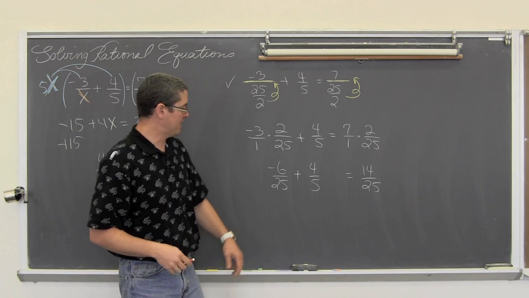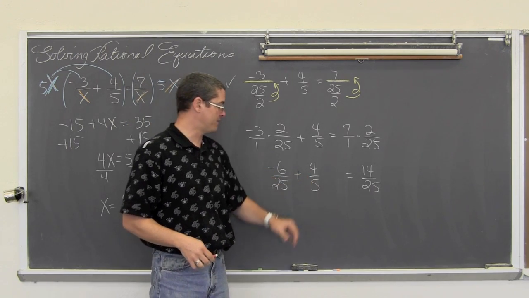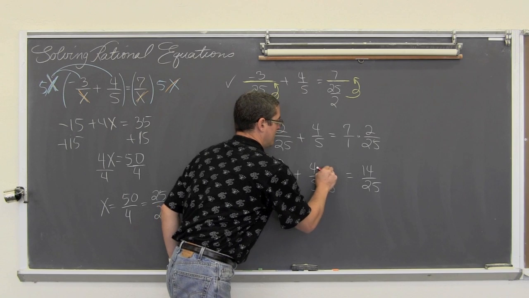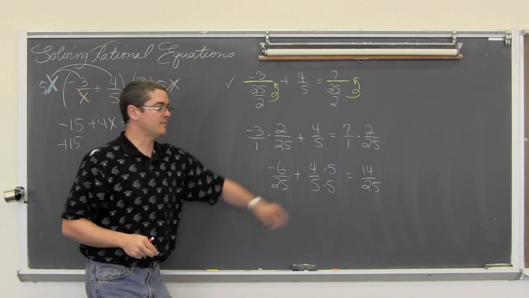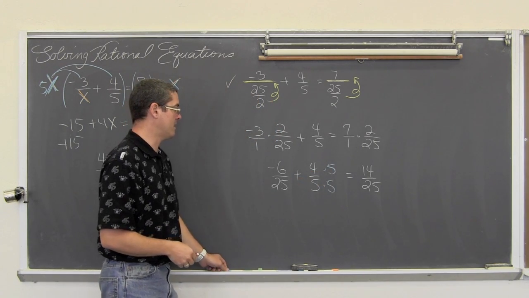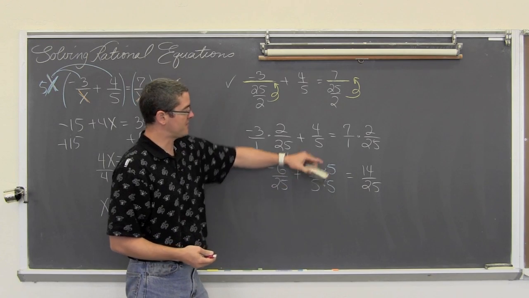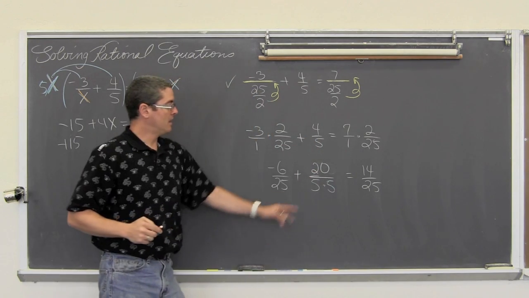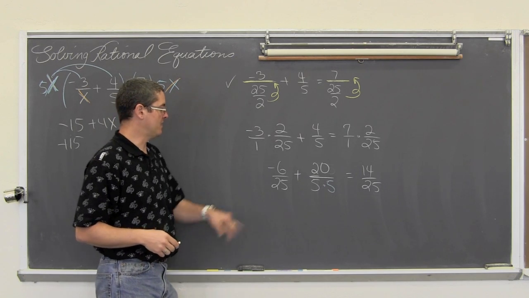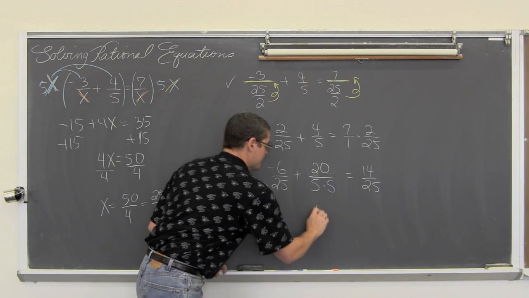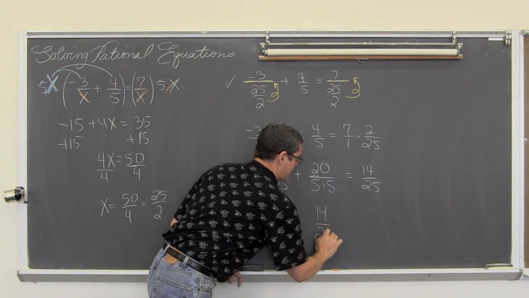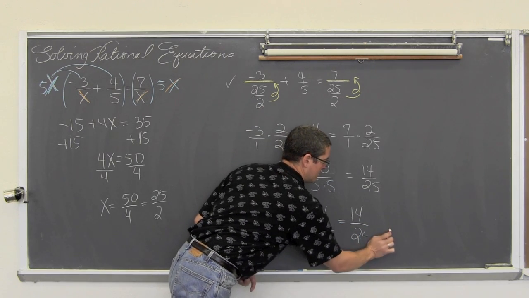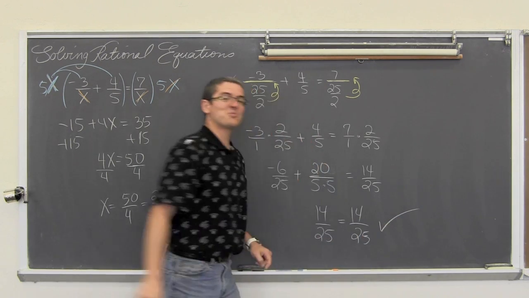Now I cannot add negative 6 over 25 and 4/5, so I'm going to multiply this by 5 in the numerator and denominator and make that common denominator of, let's see, 4 times 5 is 20 over 25, which is 5 times 5. So negative 6 plus 20 is 14 over 25, our common denominator, and it looks like we got a solution that does work.